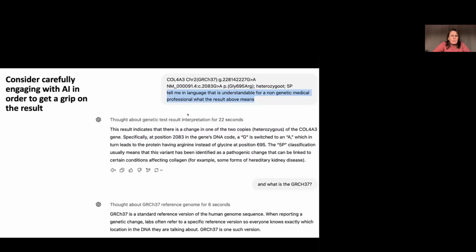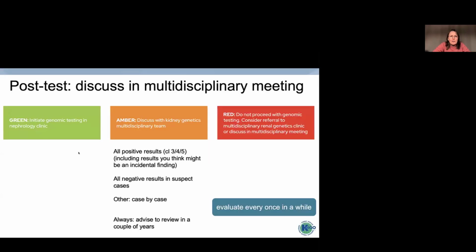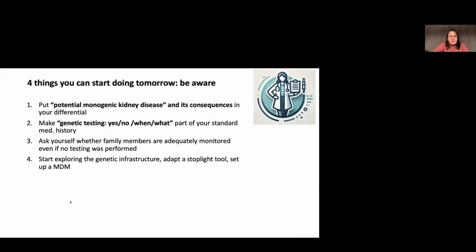You could ask ChatGPT for help, but be very careful about it. This is an example of a prompt that did give quite a good answer. Tell me in a language that's understandable, etc. But be careful. The multidisciplinary meeting is better, but it's not always at hand. And post-test, basically, the advice is to discuss all positive results in the multidisciplinary meeting, all negative results in suspect cases, and obviously on a case-by-case basis. And always advise to review in a couple of years.